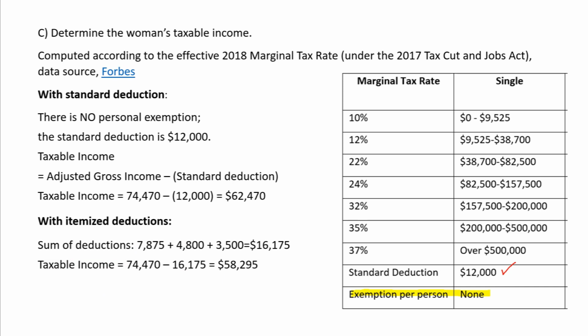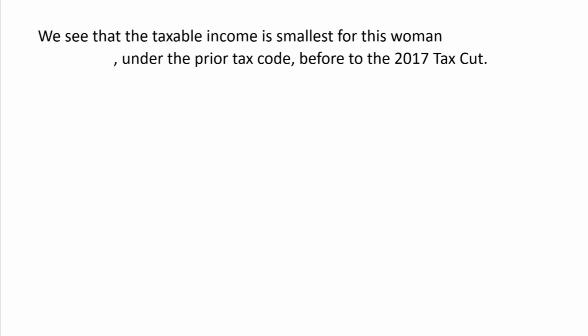The taxable income, though, without a personal exemption. So you still have the $74,470 minus the sum of the deduction, $16,175, is equal to $58,295. We see that the taxable income is smallest for this woman with itemized deductions under the prior code. That's before the tax cut.